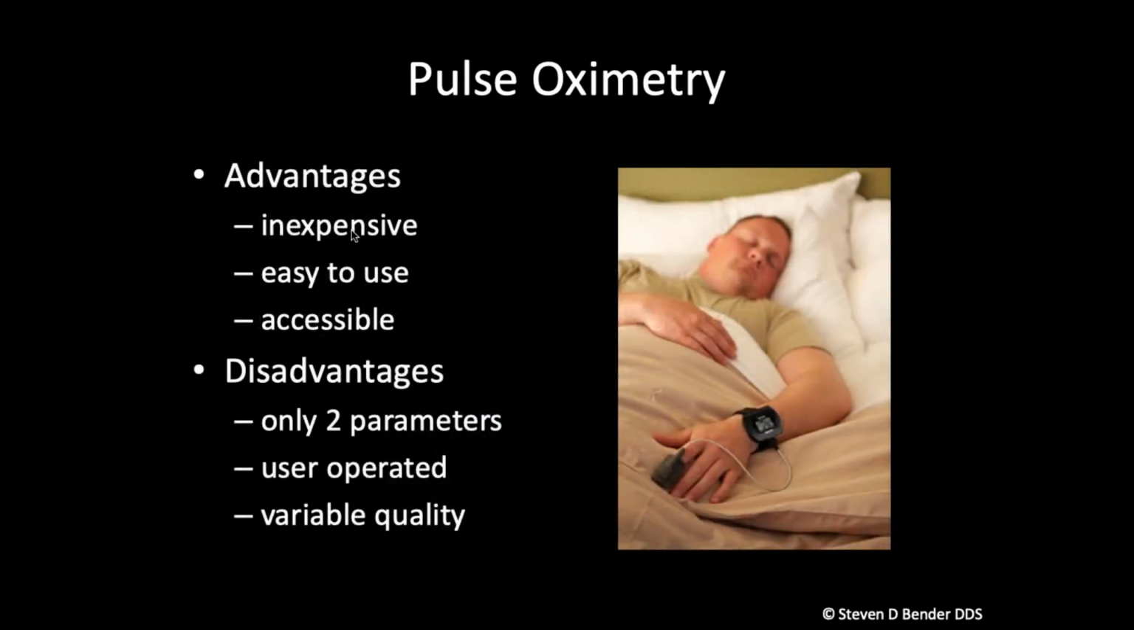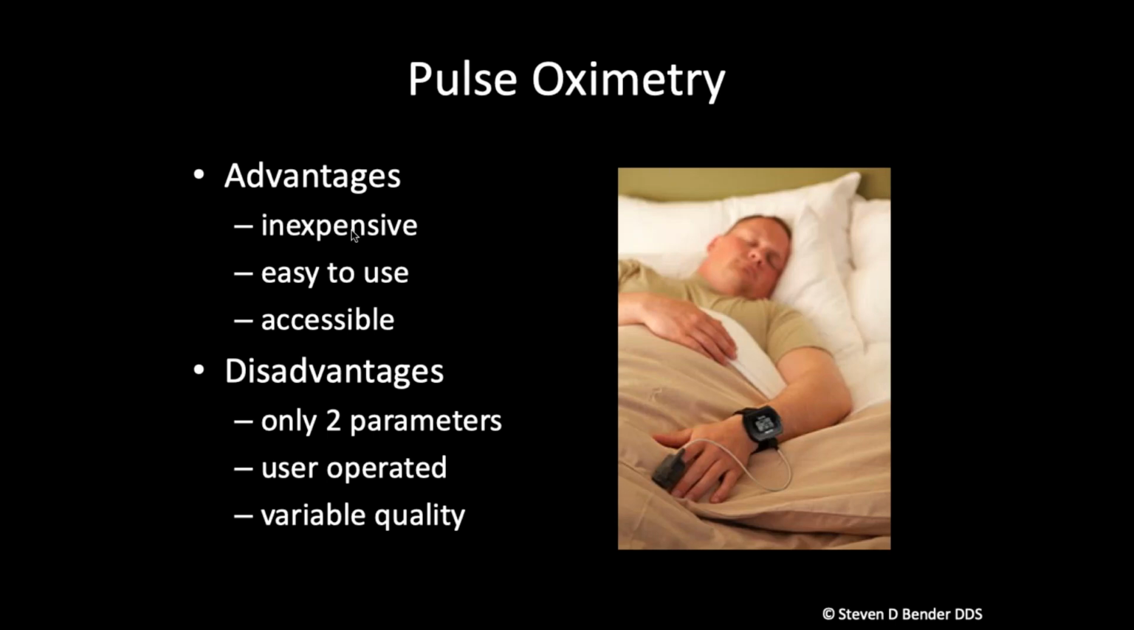It is inexpensive. It is very easy to use. It doesn't take a lot of instructions for our patients, and it's very accessible. Again, they're not super expensive relative to other home screening devices. The disadvantage would be that there are only two parameters, the oxygen saturation and the pulse. It is user operated, so the user can mess it up. In other words, they can put the sensor on wrong or other things like that. They are variable in their quality. You can get them very inexpensively, but in my experience, they haven't lasted very long, or the quality hasn't been that great.